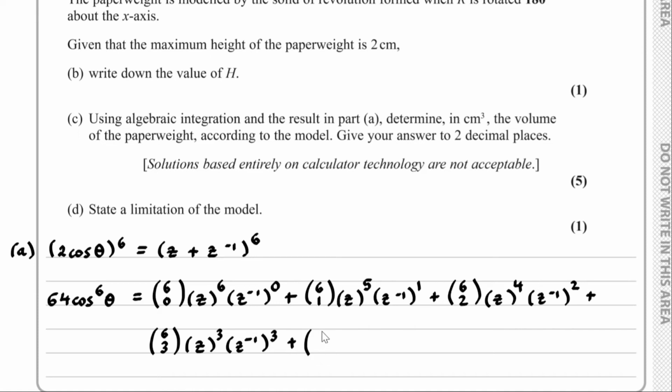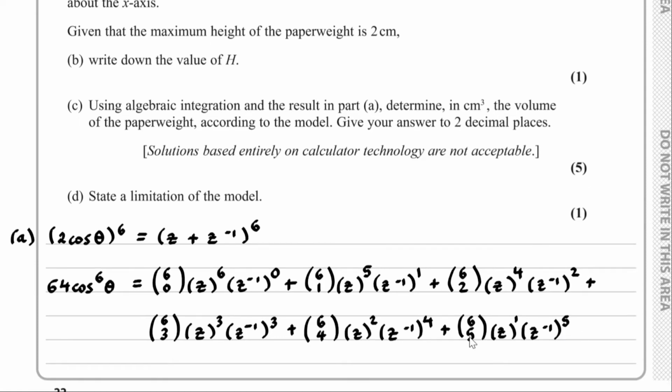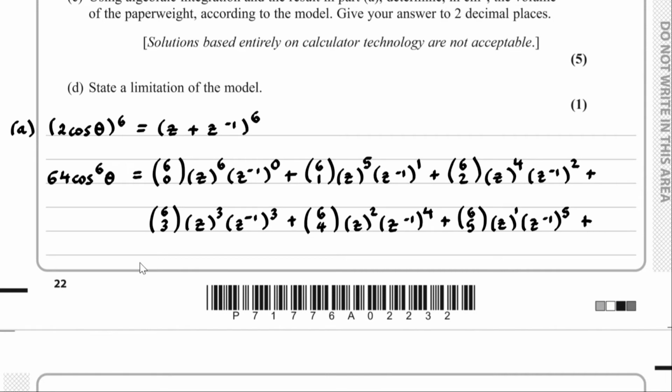plus 6 choose 4, z squared multiplied by z to the minus 1 to the 4, plus 6 choose 5, z to the power of 1, z to the minus 1 to the 5, plus 6 choose 6, z to the 0 multiplied by z to the minus 1 to the 6.